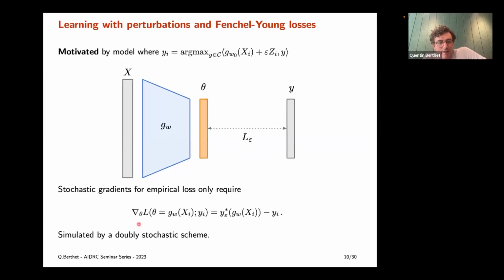So the idea is that you have these stochastic gradients of the empirical loss. You have this particular loss that satisfies that the gradient with respect to theta is just the difference between y epsilon star and yi. It's a little bit technical how you get to that; if you're interested, I can get more into the details. But what's important is that this loss is minimized for theta at a value that makes sense, and you can very easily simulate it by a doubly stochastic scheme. You have some stochasticity because you're taking random xi, yi's to begin with, and also you're doing Monte Carlo estimates of these things. So you have a doubly stochastic scheme, but all of it is unbiased.